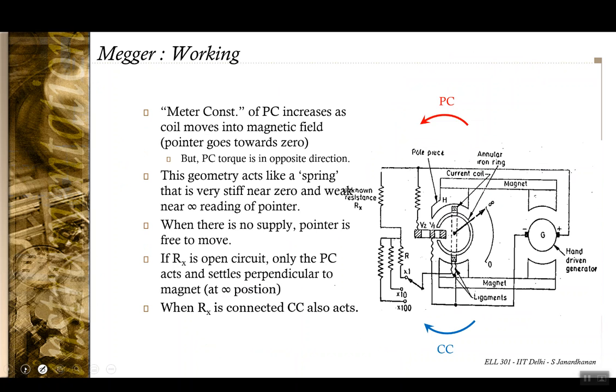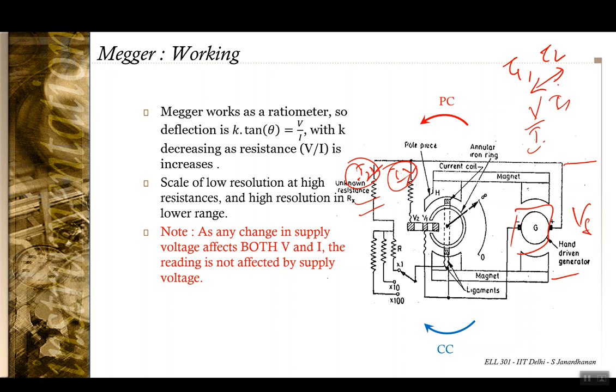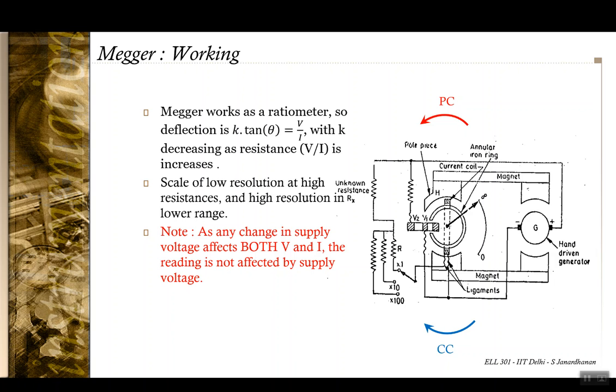The other point is that technically the torques tau 1 and tau 2 would depend upon the actual current flowing through these two components, I1 and I2. These I1 and I2 depend upon the resistance on one part, but they also depend upon the voltage that is produced here, the supply voltage. However, both of them are proportional to the supply voltage, and we are taking the ratio V by I, or effectively I1 by I2. Hence, this ratio is not dependent upon the supply voltage. As both V and I are affected by the supply voltage, the total reading is not affected by it.